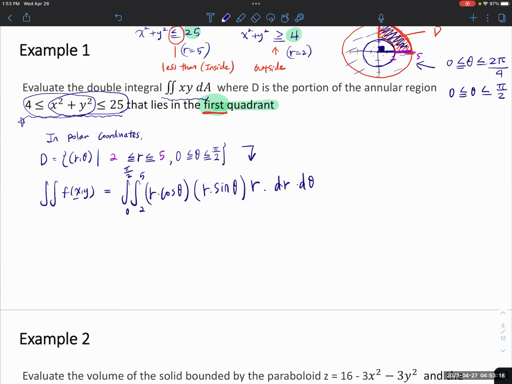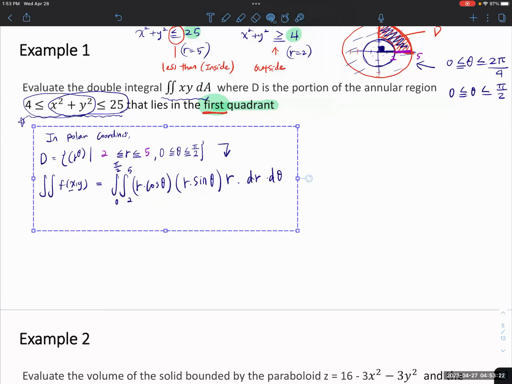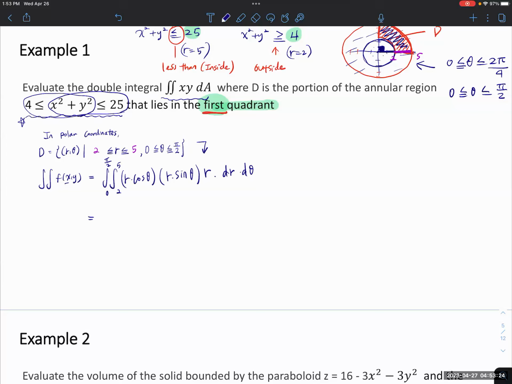So I'm going to do it step by step one more time, because this is a couple of steps we have to think about. If I look at these numbers, I'm going to simplify. So that means we have 0 to pi over 2, 2 pi, we have a 3 r. So r to the third, correct? r to the third, cosine theta, sine theta. I have dr d theta.